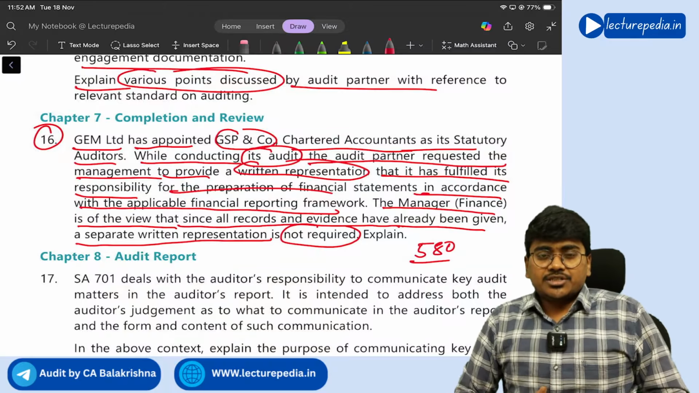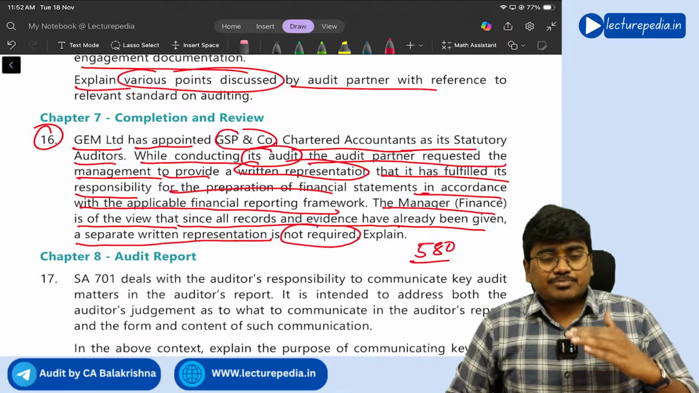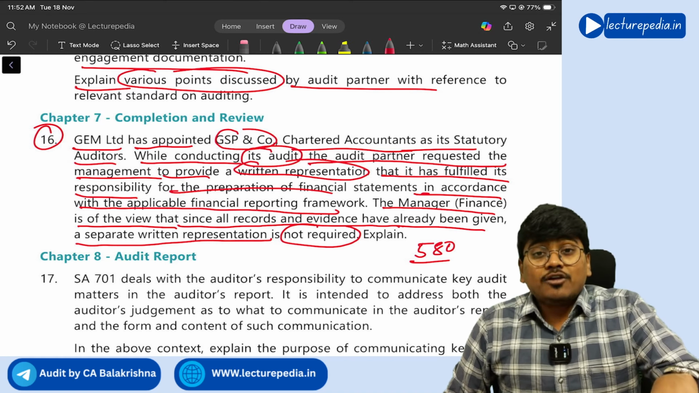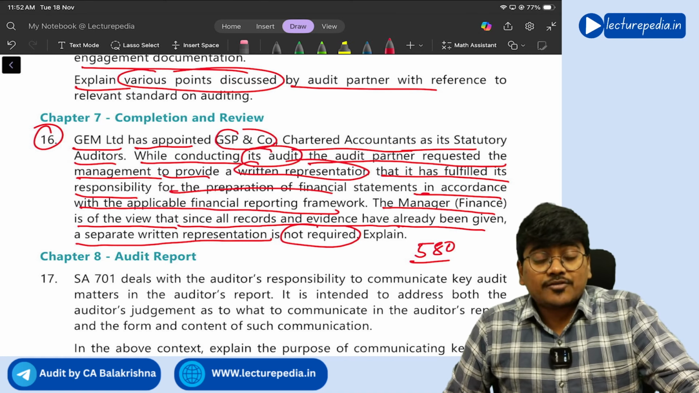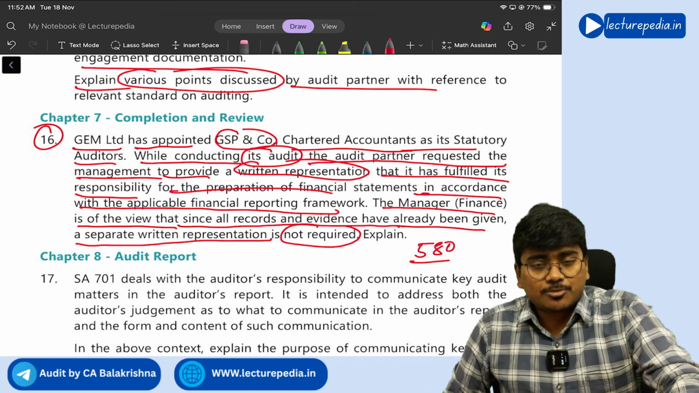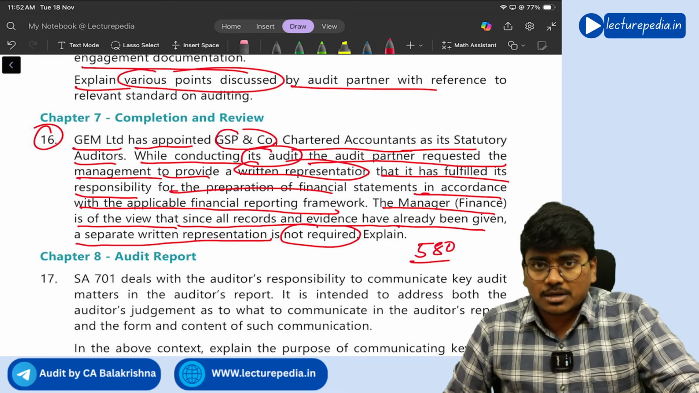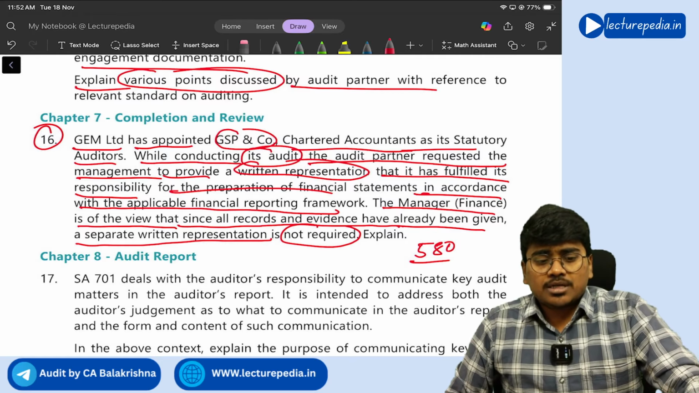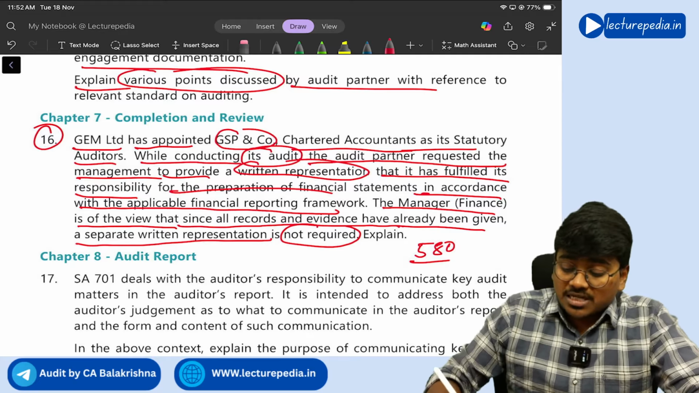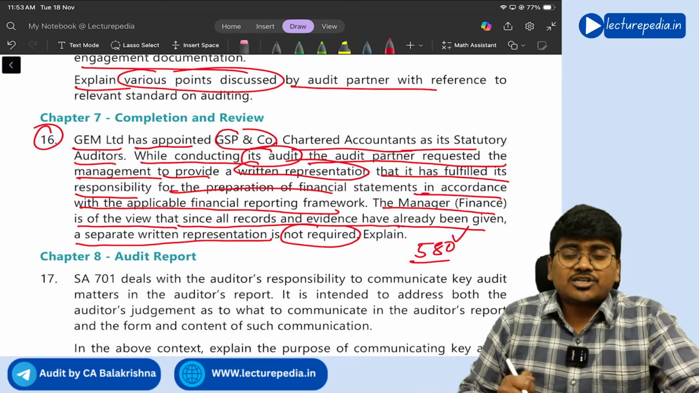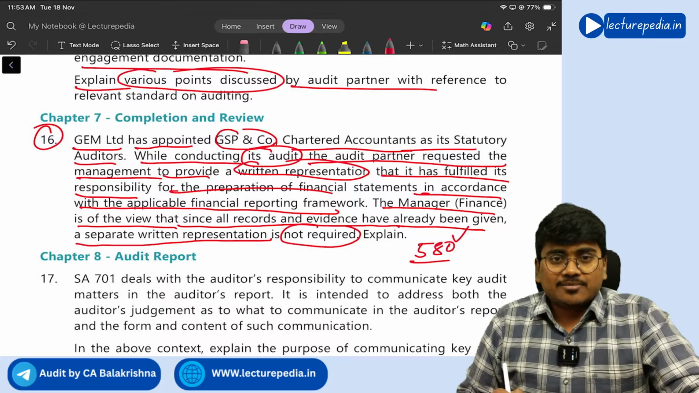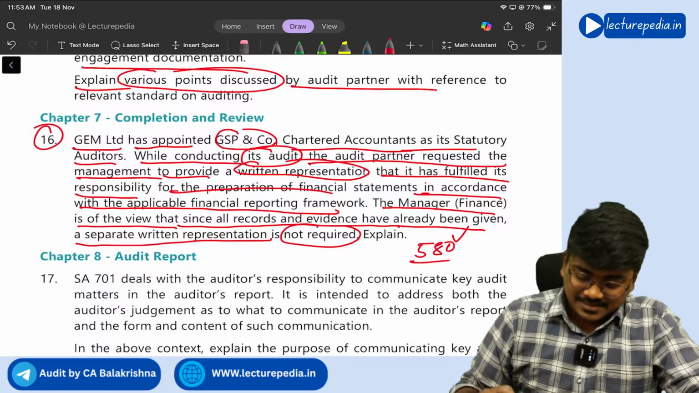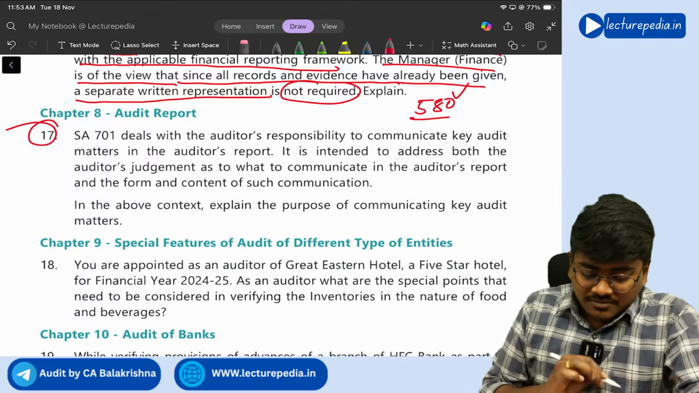580, written representation, auditor has to obtain written representation from the management with respect to whether management has fulfilled their responsibility for preparation of financial statements as per the applicable financial reporting framework or not. This is a mandatory requirement. So the manager of the company cannot say that we have given all the documents, written representation is not required. So as per SA 580, this written representation should be asked by the auditor. So this you need to write down by referring to SA 580. Got it? Yes. Next, 17th question.